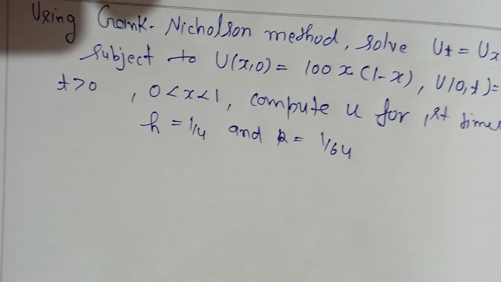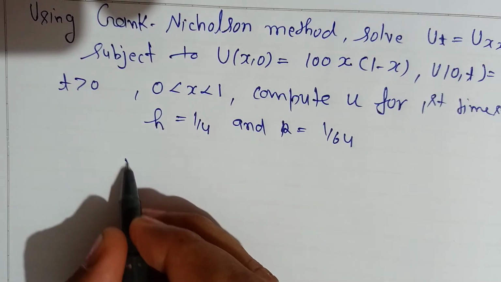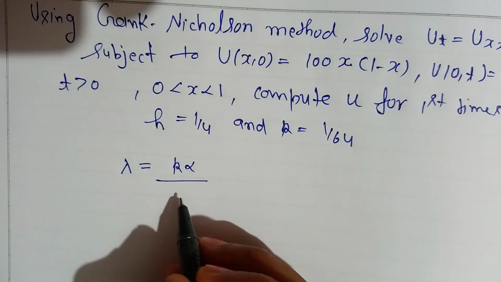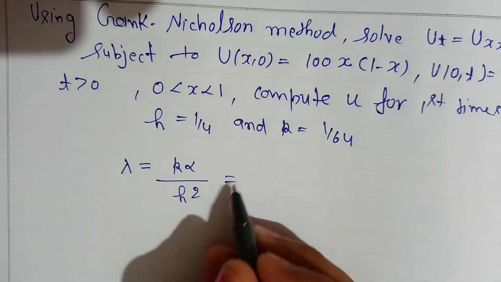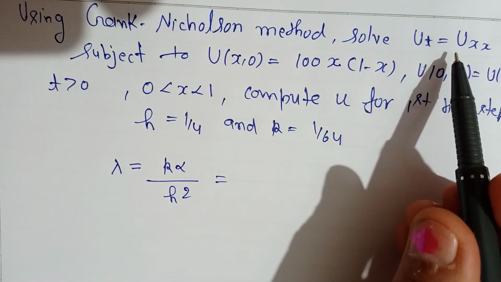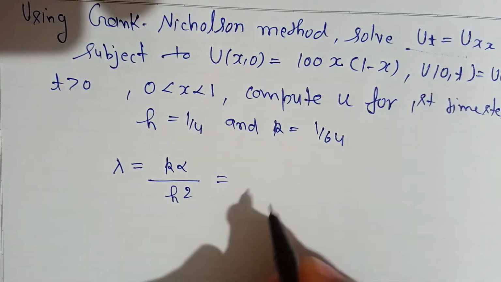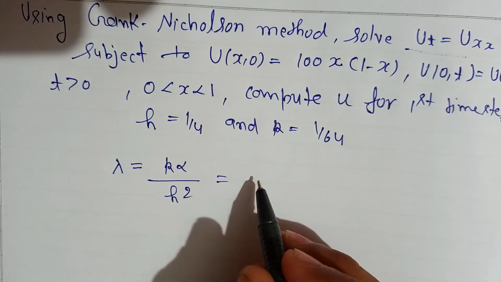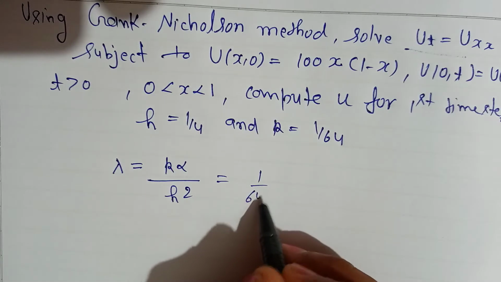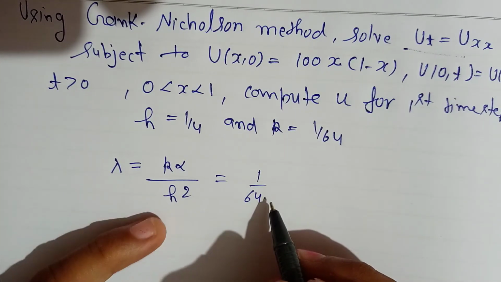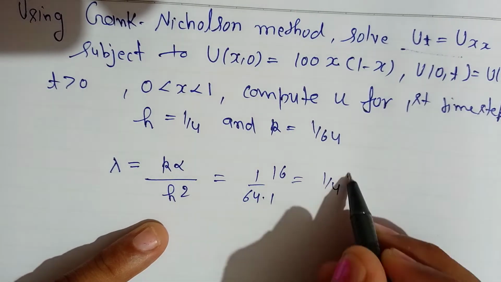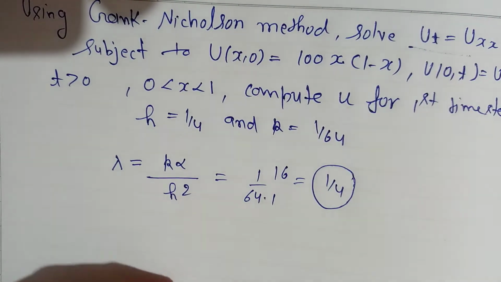Let us try to find lambda first. Lambda equal to k alpha by h square. Here alpha equal to 1, since u_t equals alpha square u_xx, so alpha equal to 1. So k equal to 1 by 64 into 1 by h square, which is 1 by 16, so 1 by 4. So lambda equal to 1 by 4.